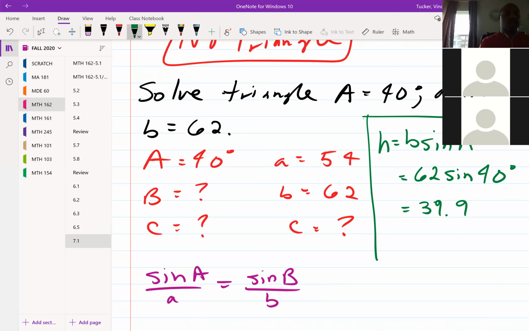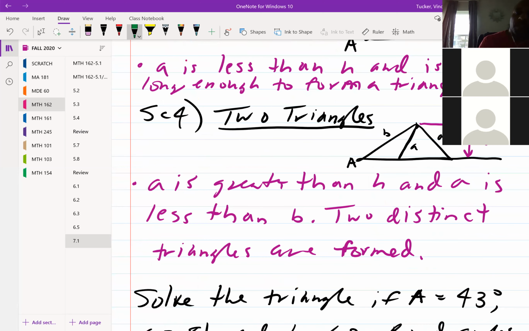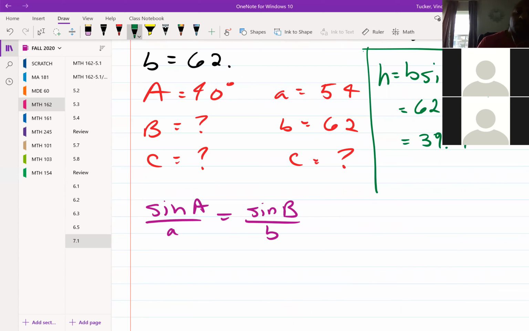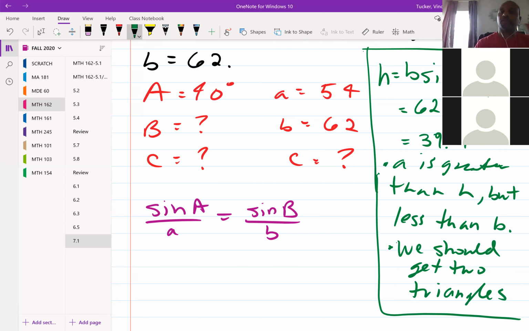So we see that A is longer than the height, but it's smaller than B. You see A is greater than H, but A is less than B, so we should get two triangles. It's kind of messy. All right. Questions on how we can use those stipulations in order to know what we should get as we go throughout our process?